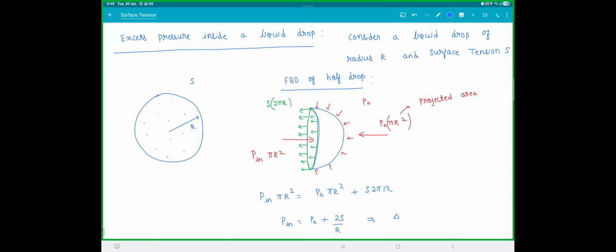So delta P is your excess pressure, which is 2s by r. This is for one surface. So inside a liquid drop, because the molecules are trying to push inside, you get an extra pressure 2s by r. Clear with this?